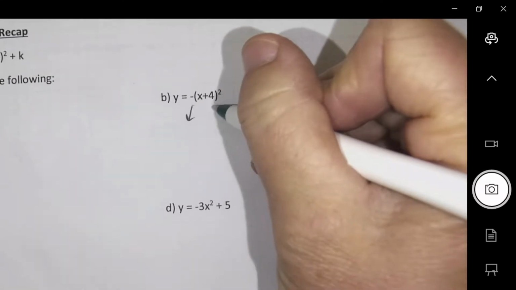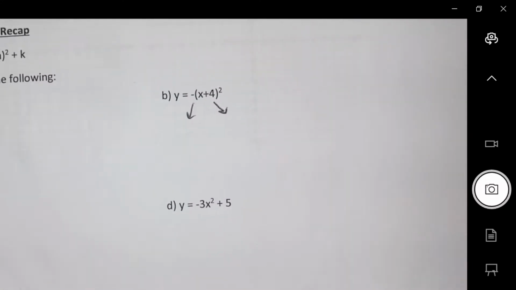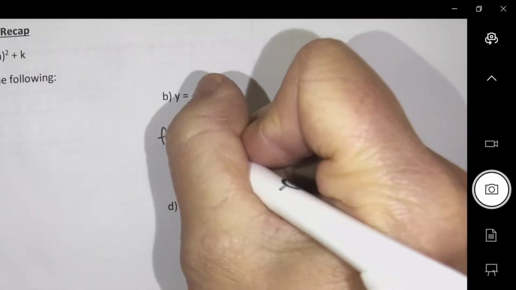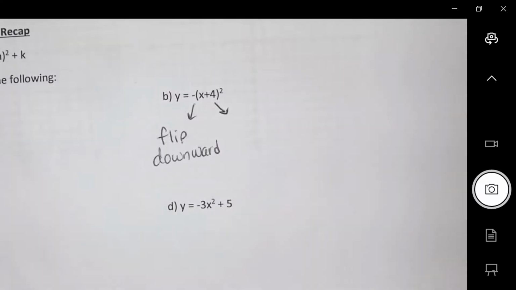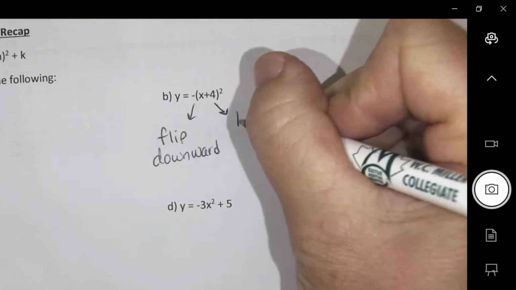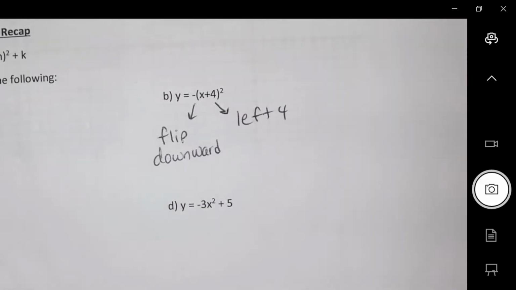Okay, B has two answers. It does something and something. It'll flip downward. I don't want you to write that it goes down, because moving something down is different than flipping it downward, right? So be careful of your words. And 4 to the which? It's going to move left.